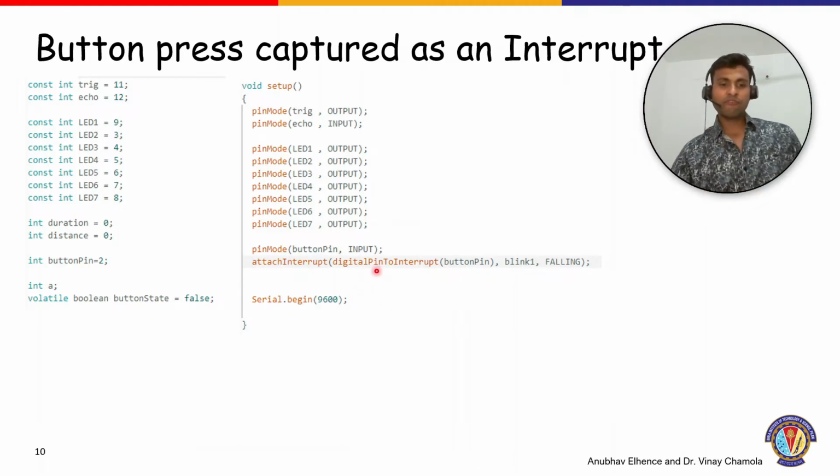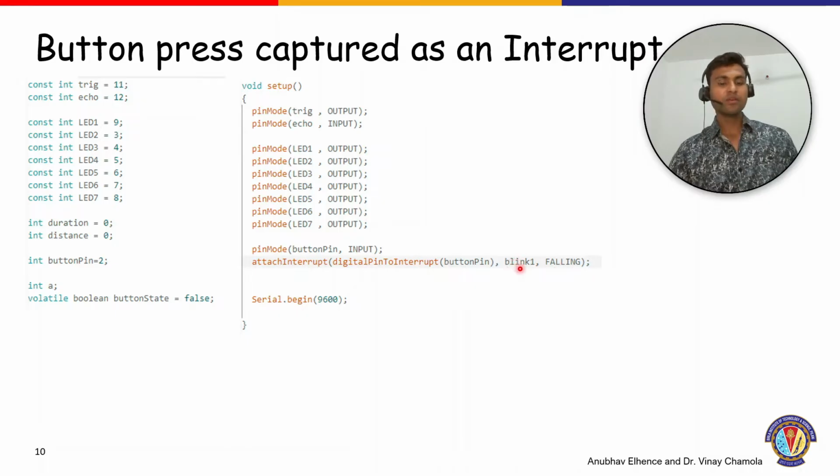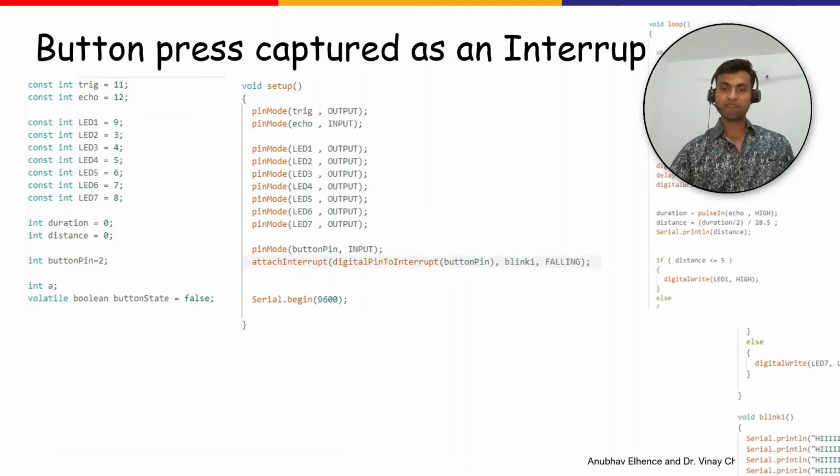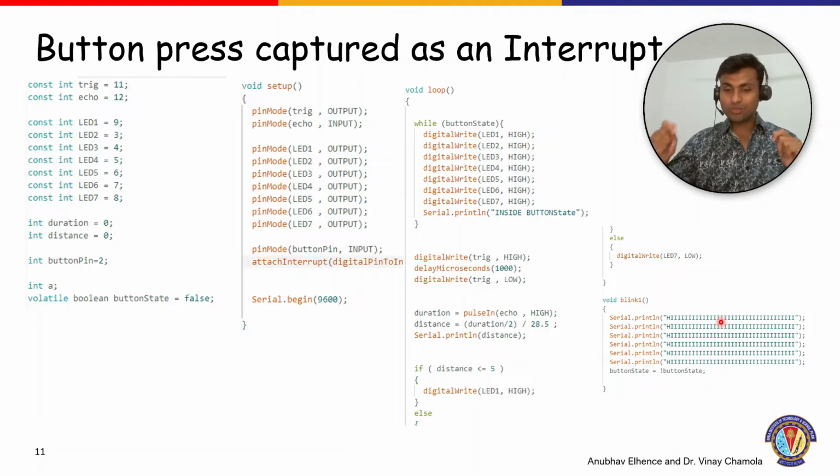So if I'm attaching an interrupt, now it will go to blink 1, and what I'm doing is catching the falling edge, that is when the button is pressed, so I'm trying to capture that. Okay, and if the interrupt occurs, I'll go to blink 1, which I'm defining in the later half of the code, which is this. I'm printing 'hi' many times, like 'hi hi'. So just, please do something. Interrupt is raised, do it quickly.